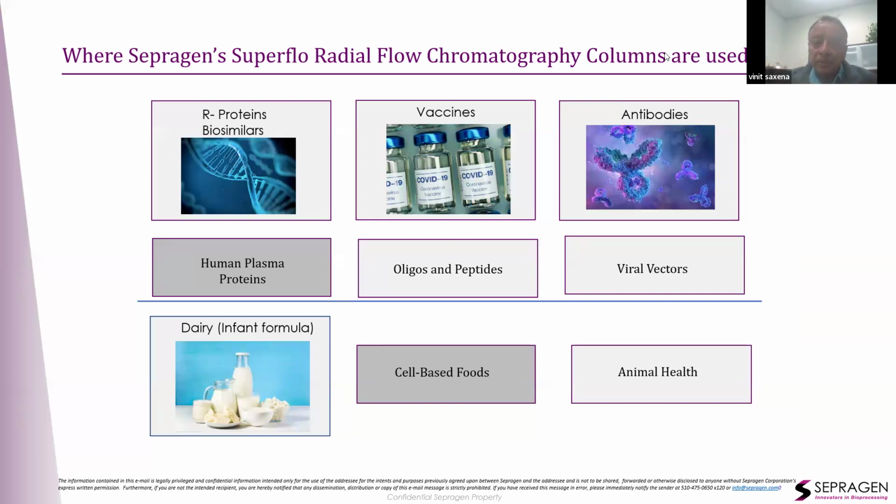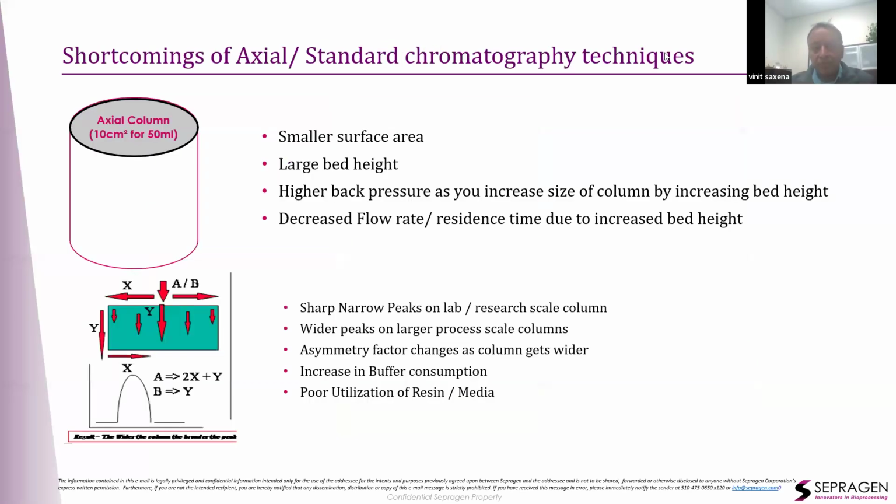The columns are used today in all kinds of applications, from recombinant biosimilars, where people are looking at lowering costs, vaccine production, manufacture of antibodies, human plasma proteins, oligos and peptides, viral vectors, proteins for infant formula, cell-based foods, precision fermentation, proteins derived from precision fermentation, and proteins, particularly antibodies for animal health.